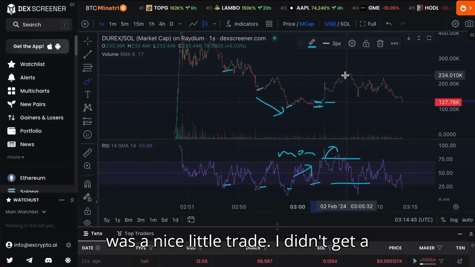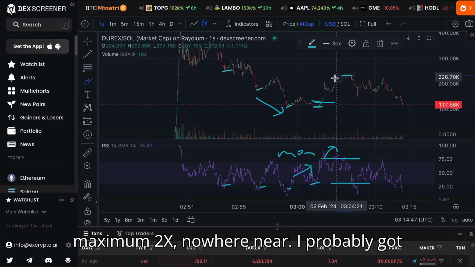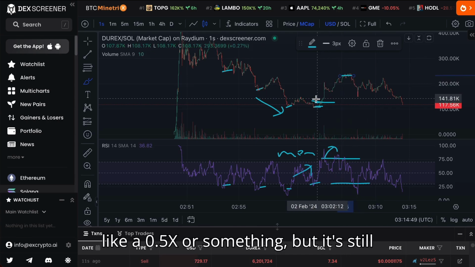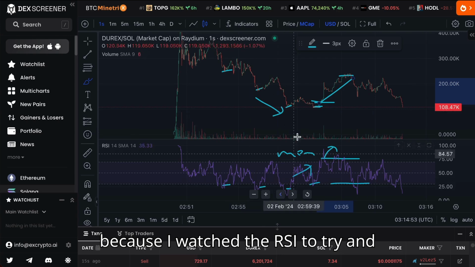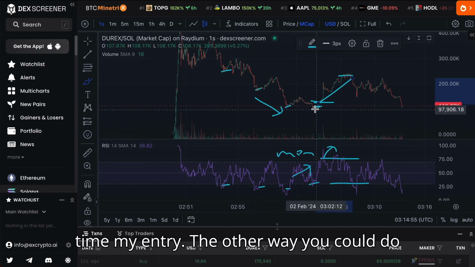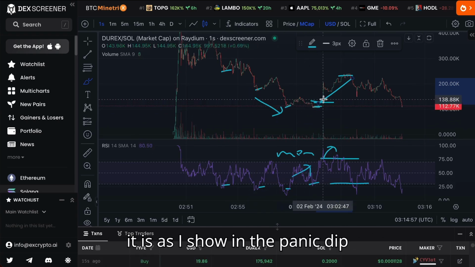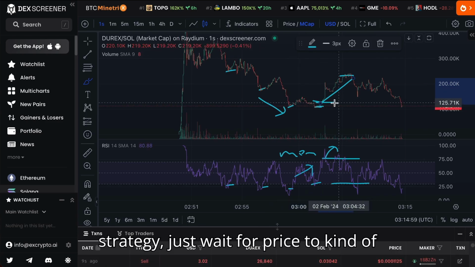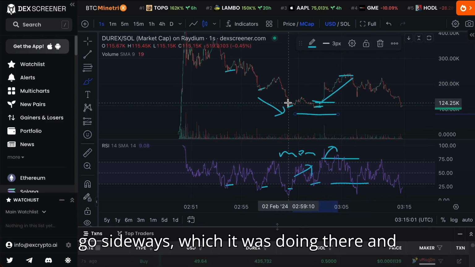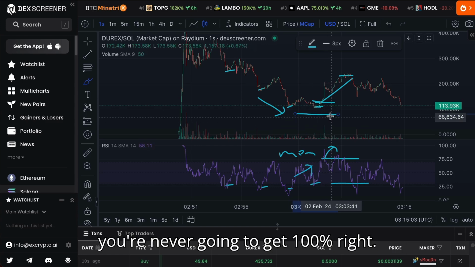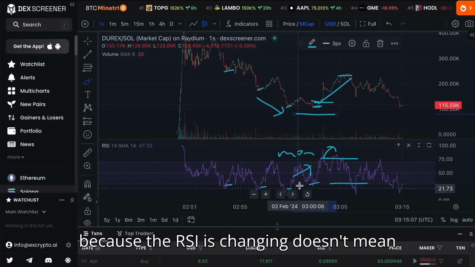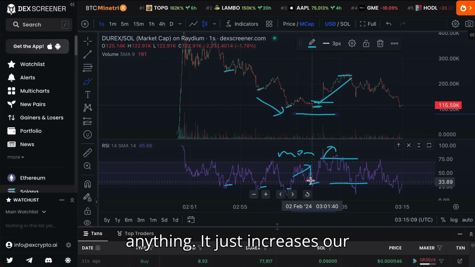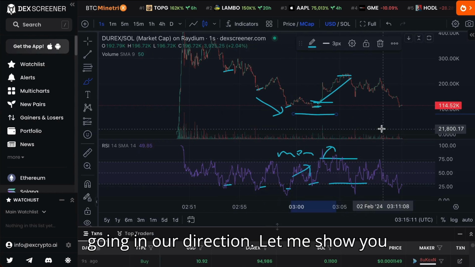And it was a nice little trade. I didn't get a maximum 2x, nowhere near. I probably got like a 0.5x or something. But it's still a nice little trade there. And that's because I watched the RSI to try and time my entry. The other way you could do it is, as I show in the panic dip strategy, just wait for price to kind of go sideways, which it was doing there. And you're never going to get 100% right. People can sell off after that too. Just because the RSI is changing doesn't mean anything. It just increases our probability a little bit that it might be going in our direction.